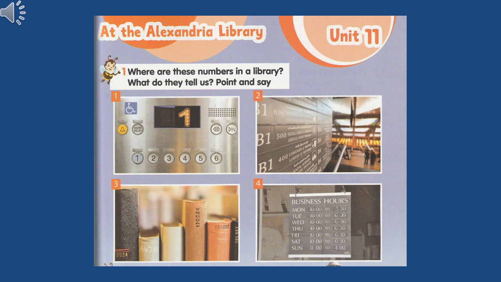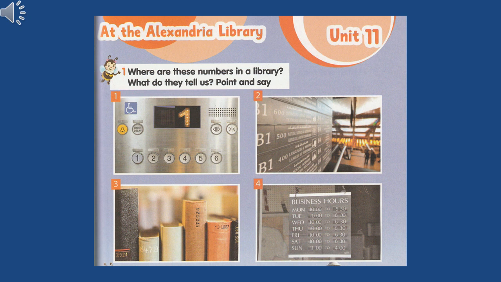Look at picture number 2. What can you see? These numbers are room numbers. They tell us what we can find in different rooms in the library. So if I want to go to the media room, I will search for media room and check its number so I can go to its number.